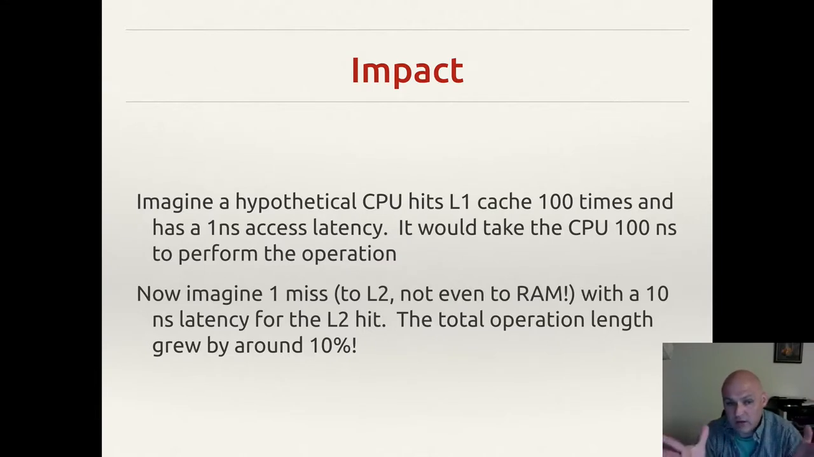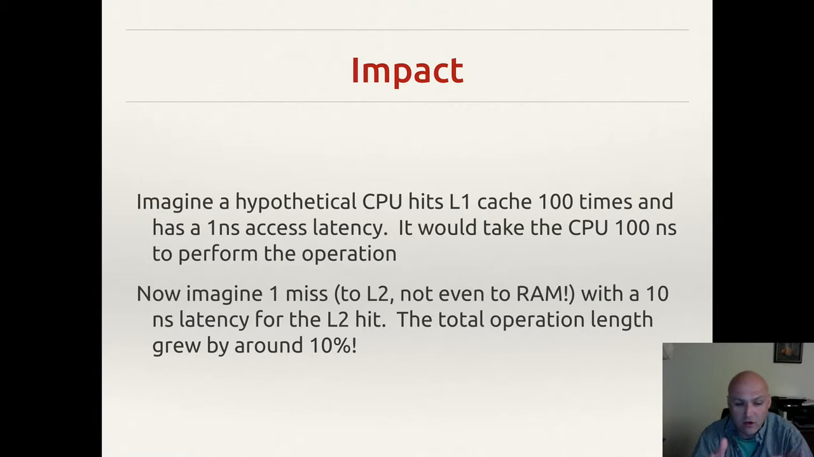So if I have 100 things that I'm getting and it's 1 nanosecond and I get all hits, it'll take 100 nanoseconds to perform all these operations. So now let's imagine that just one thing misses. So we had a 99% hit ratio on level 1 cache. We had one miss. And this is to level 2, not even to RAM. So level 2 now has a 10 nanosecond latency. So it takes 10 times longer to get this thing from level 2 cache, but a lot better than the 50 to 200 that it might take to get it from main memory, right?